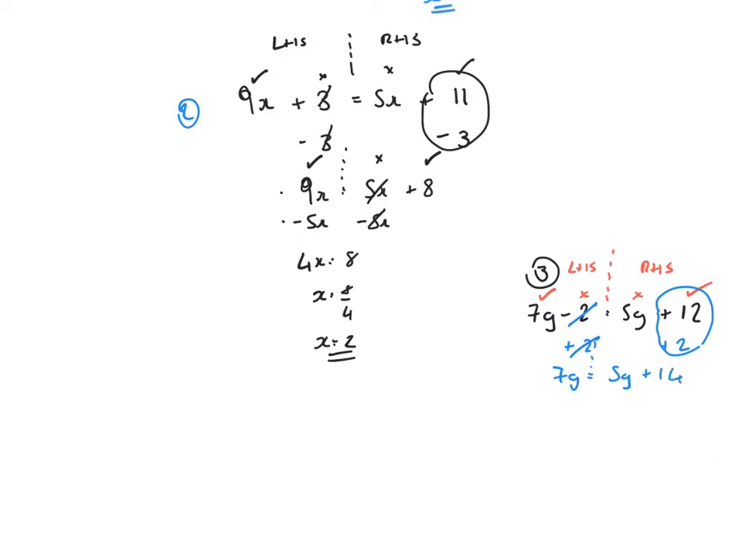Go through it again. Letters on the left, numbers on the right. 7g is okay. 5g's not, that shouldn't be there, 14's okay. So I need to get rid of 5g from both sides.